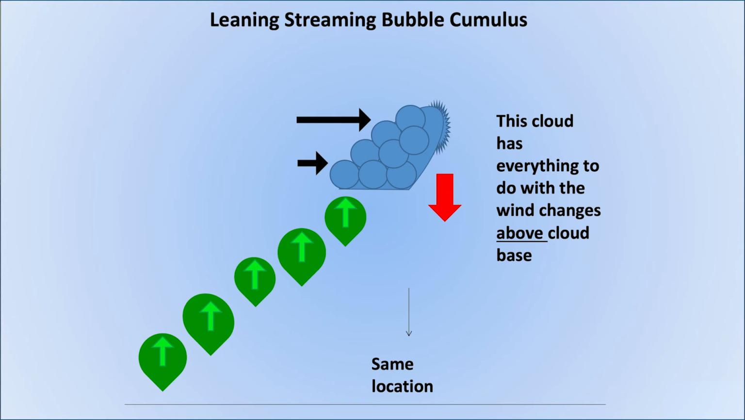Here we have a leaning, streaming bubble cumulus. So here the big cloud is still forming itself in the same location. Note that this cloud has everything to do with the wind changes which are above cloud base and nothing to do with the wind from the ground to cloud base. It's indicating that the wind is increasing with height above cloud base and the whole of the column, or the whole of the cells, are being pushed over as they climb, and they're decaying on the downwind side.